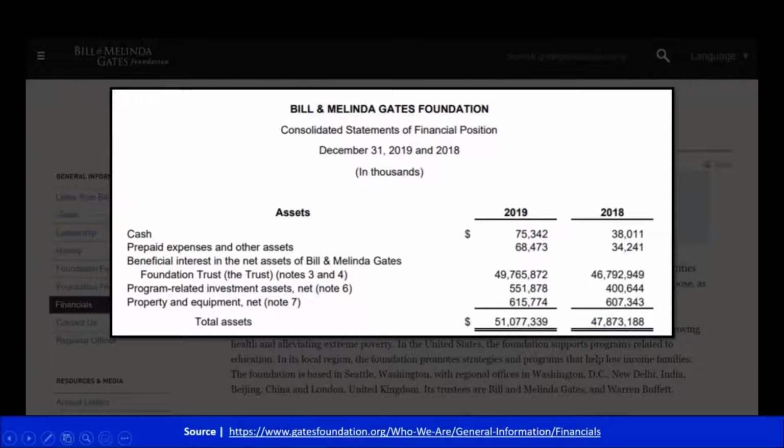And again, you can see here the number is in thousands. And then we see these numbers here, 2018. It looks like it says 51 million. It's 51 billion. And then 47 million. That's 47 billion. So between 2018 and 2019, the Bill and Melinda Gates Foundation made an increase of how much? 4 billion. They made over 4 billion in 1 year.